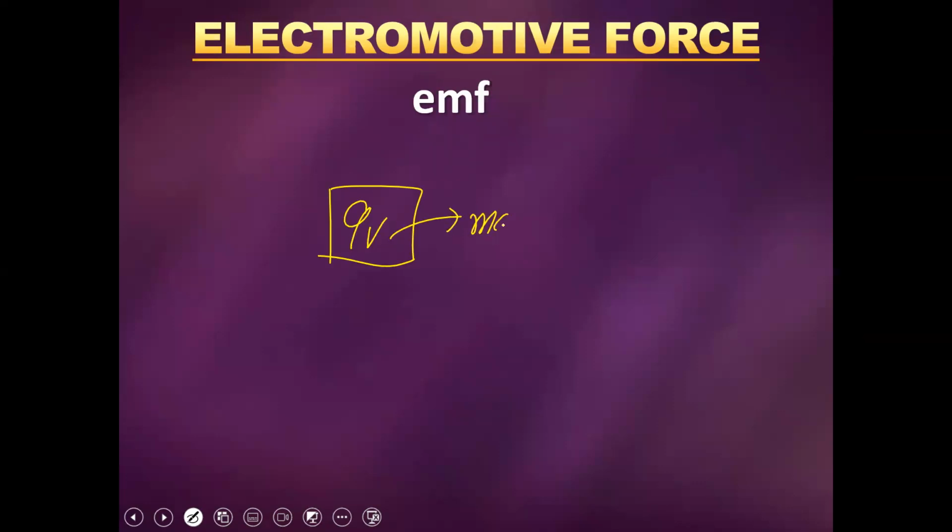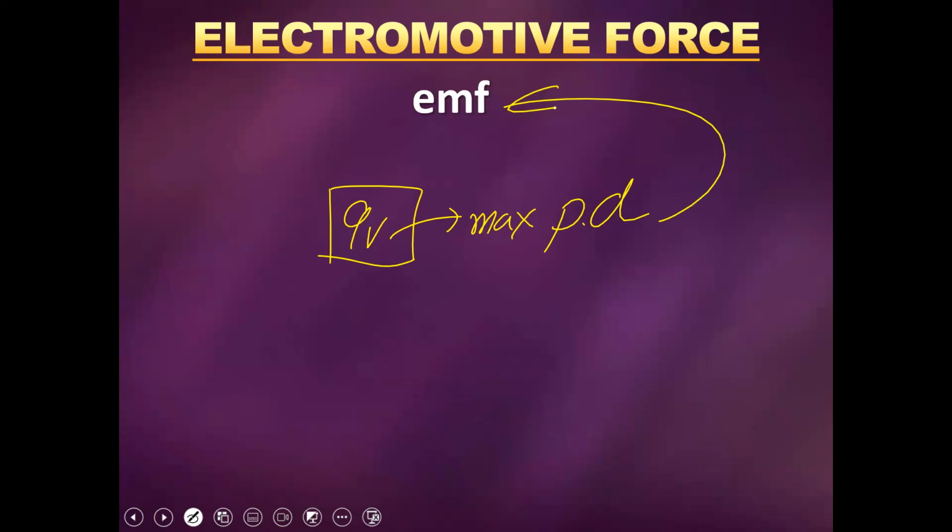Now, what is the concept of EMF? Suppose you buy a new battery and it is written on it 9 volt. It means the battery can produce a maximum voltage of 9 volt. This is called EMF. EMF is the maximum voltage which a battery can produce.